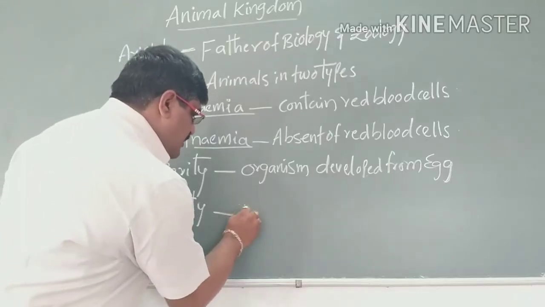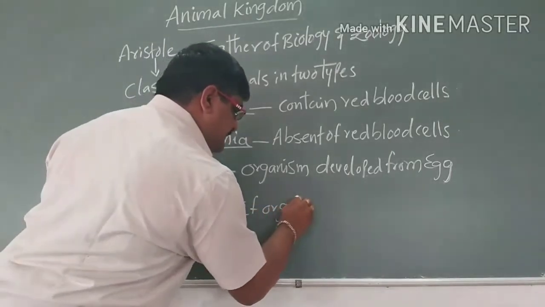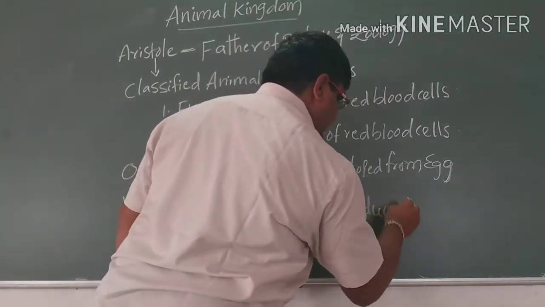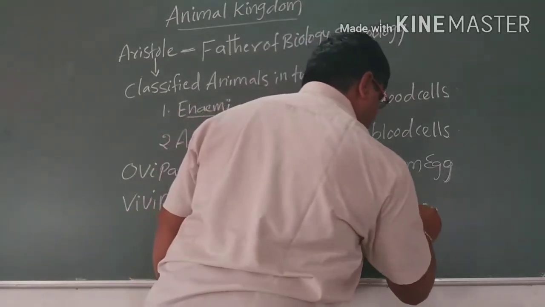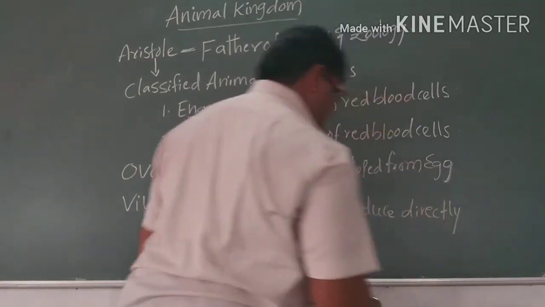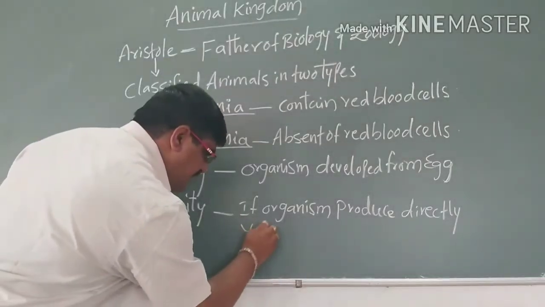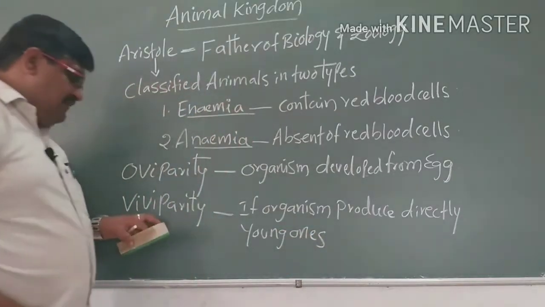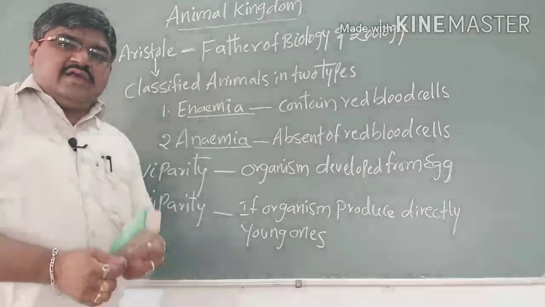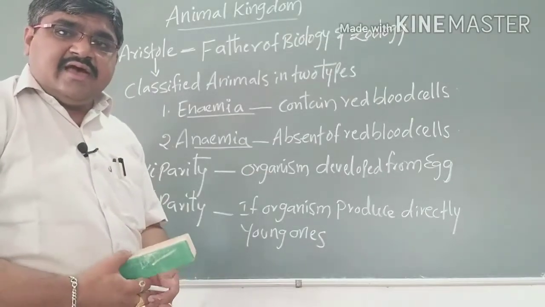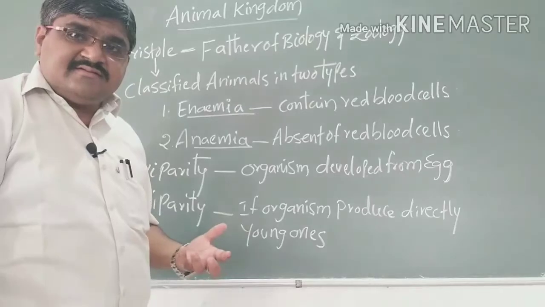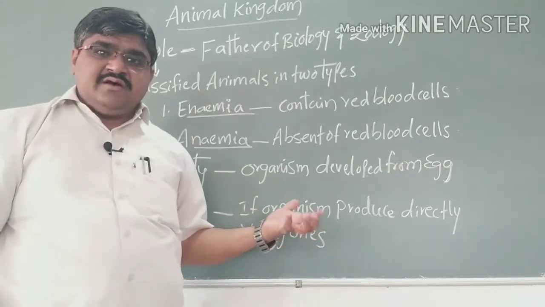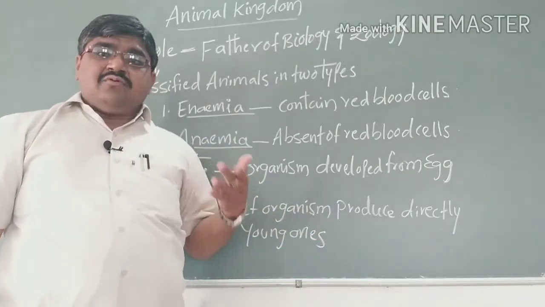And the organisms that directly produce young ones are called viviparities. That means here there is no hatching. For example, take humans. When fertilization has taken place, after 9 months young ones are produced directly.